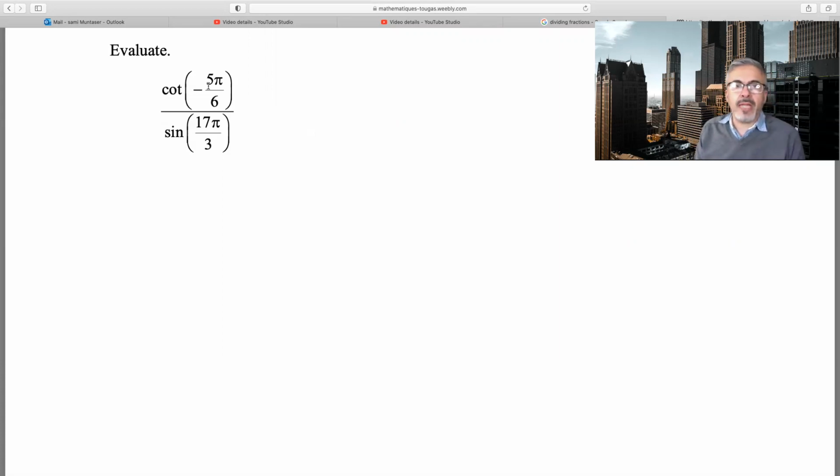Evaluate cotangent of negative 5 pi over 6, over sine of 17 pi over 3. In this question, you have to do a few things. For some of you who don't like working with radians, convert this to degrees.